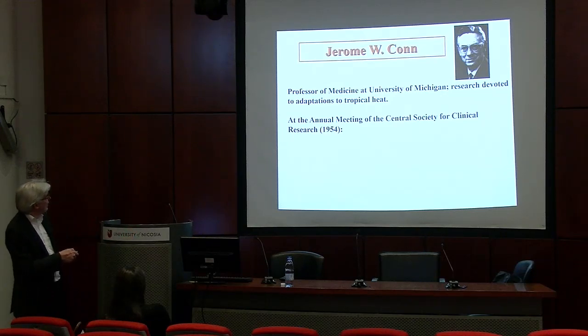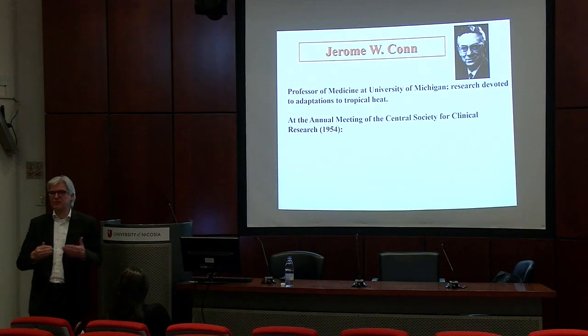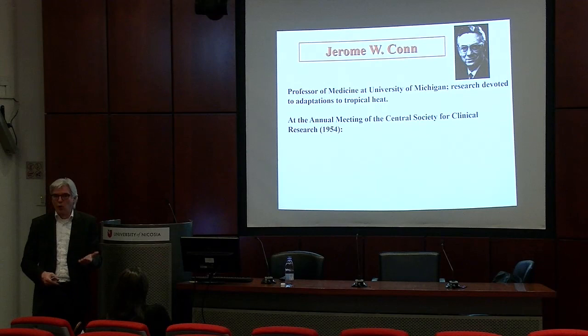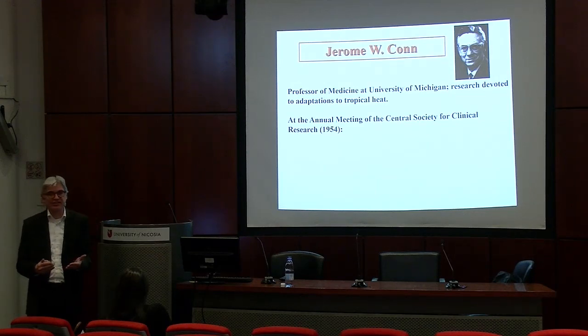So Professor Conn did a lot of research that was devoted to the adaptations to tropical heat. So how is it possible that people survive if they are in tropical circumstances, that they don't die from dehydration? And he found that the hormone produced by the adrenal plays an important role in this protection against dehydration. And this is the hormone that we now know as aldosterone.